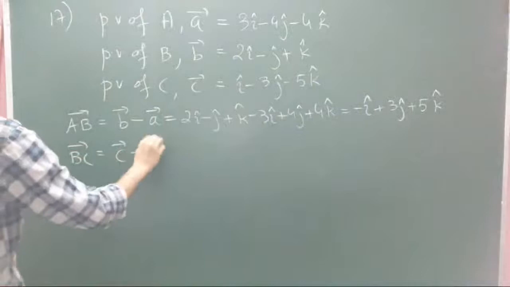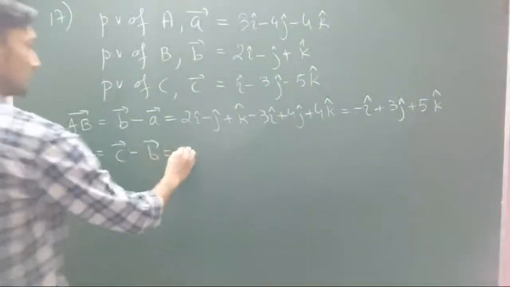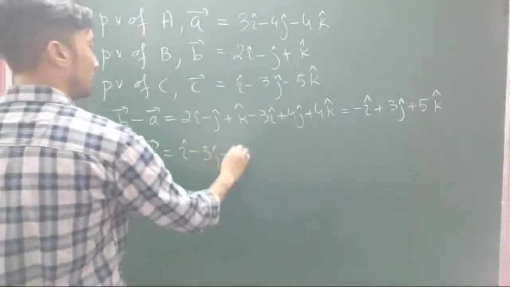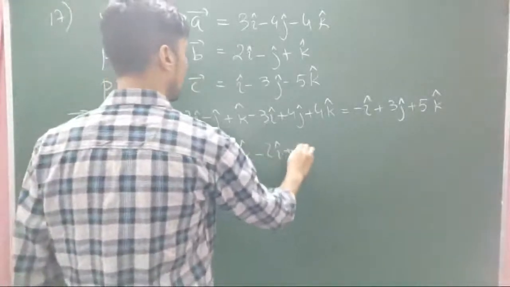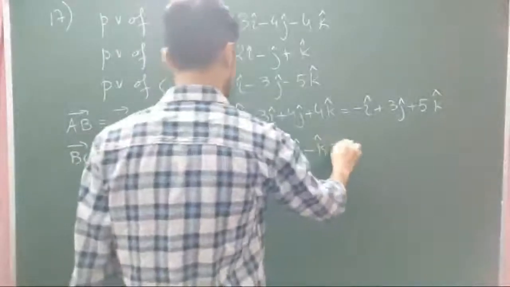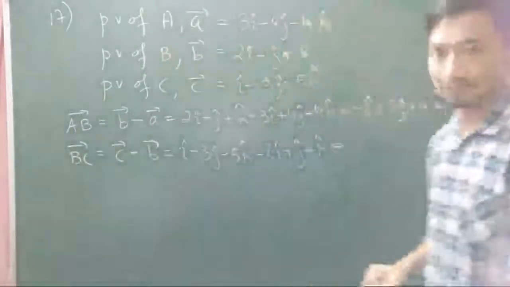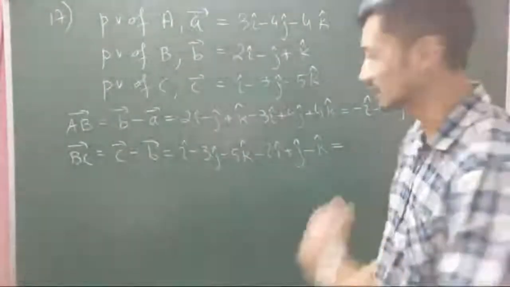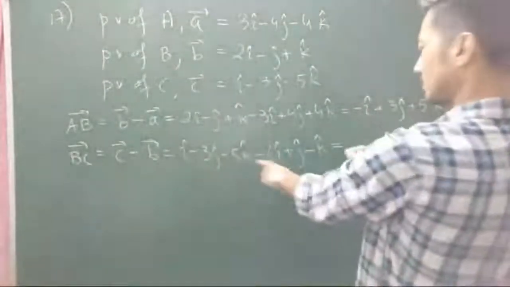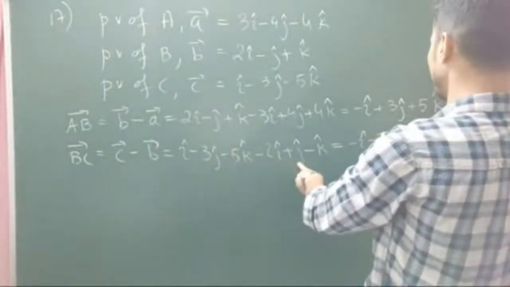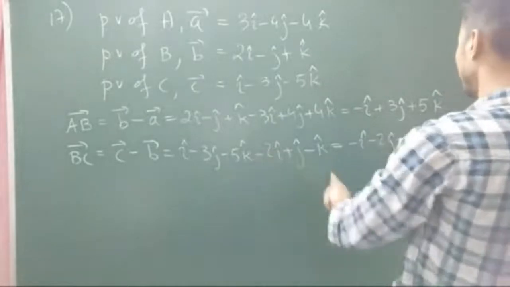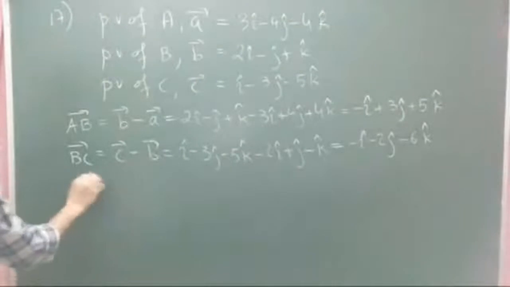Vector C minus vector B. Always second minus first. i minus 3j minus 5k minus B, that is 2i plus j minus k. Do not make any stupid mistakes again with these plus minus signs. Class 12, maintain some standard at least. So i minus 2i is minus i, minus 3j minus j is minus 4j, and minus 5k plus k is minus 4k.